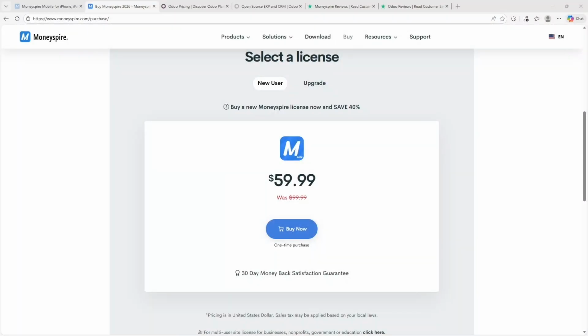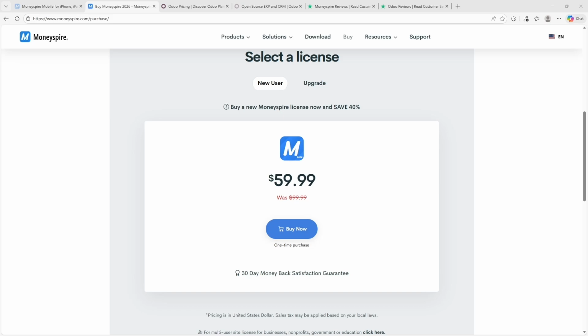I knew accounting software pricing had gotten wild when my coffee subscription started to feel cheaper than my bookkeeping tools. So let's start where the pain usually begins. Pricing. Moneyspire immediately takes a very different approach from most modern accounting software. And honestly, it feels almost rebellious.